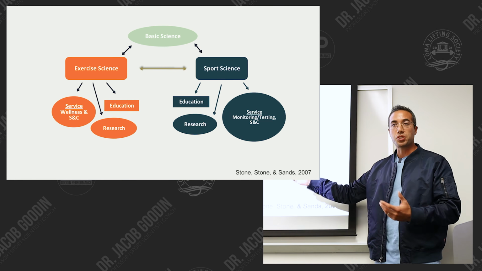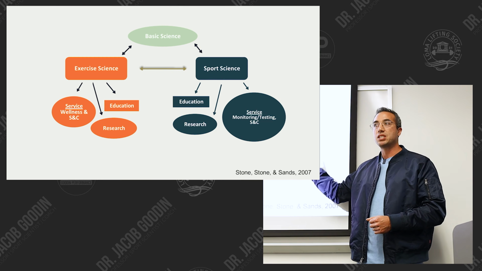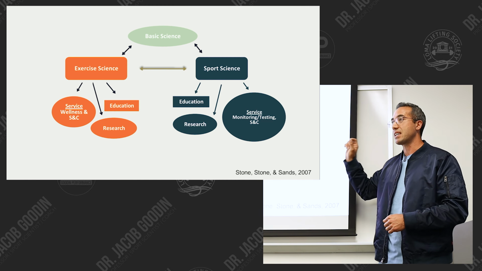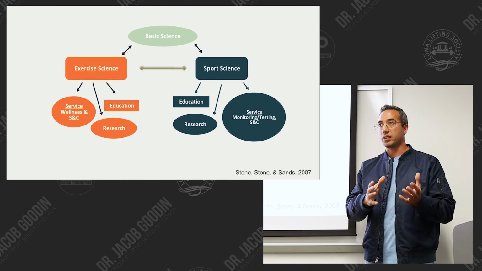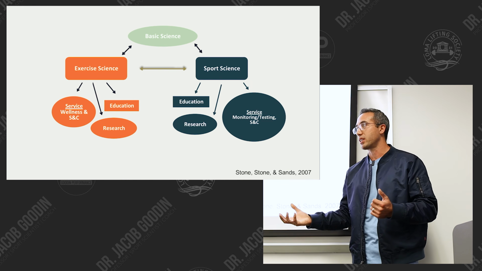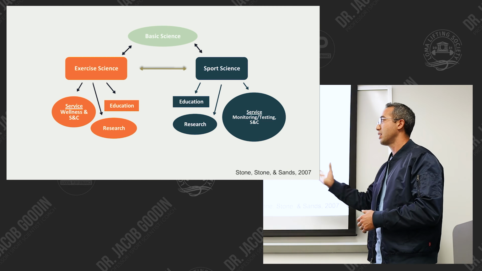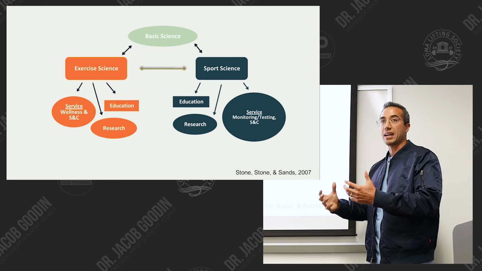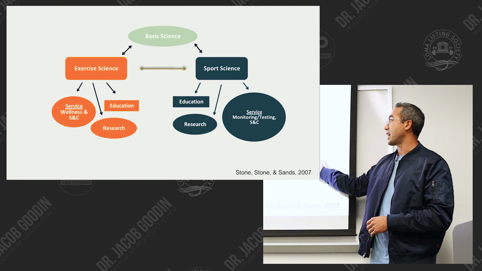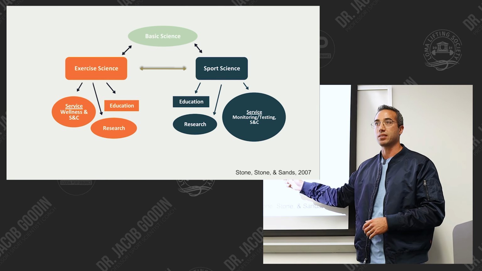There's also both research components, but the difference here is the service aspect. Each of these different disciplines has a distinct service aspect. For exercise science, it's more about wellness and then also about strength and conditioning. Okay, because there's a huge overlap for that. The general population really needs strength and conditioning a lot, and again, we can apply that to the general population. For sports science, it's monitoring and testing, and also strength and conditioning. Okay?